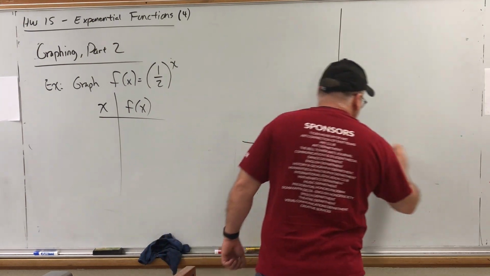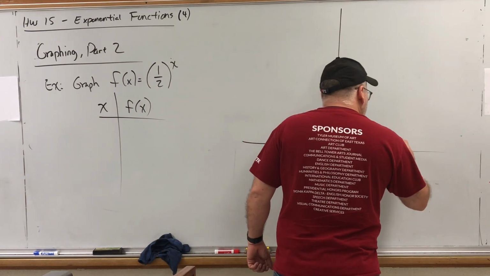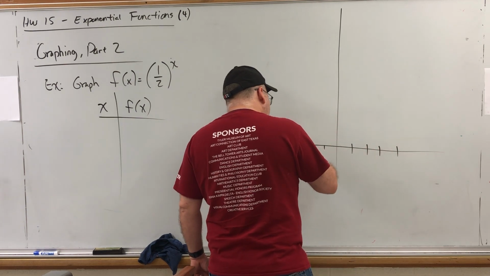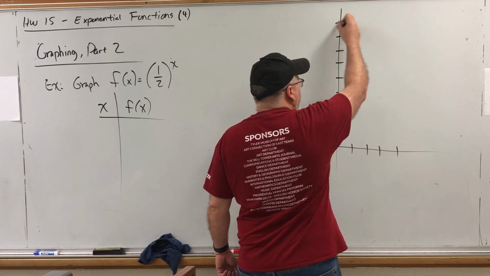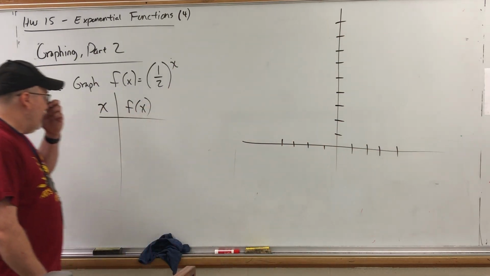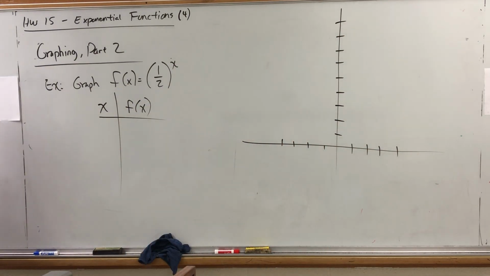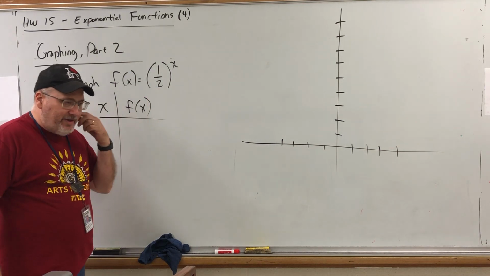So this is almost exactly like the previous problem. Graph this exponential function, fill out this table, connect the dots. And in your homework, there are some problems where you have to complete a table. But there's something different about this one, and I think it's pretty obvious. It's that this base is a fraction.